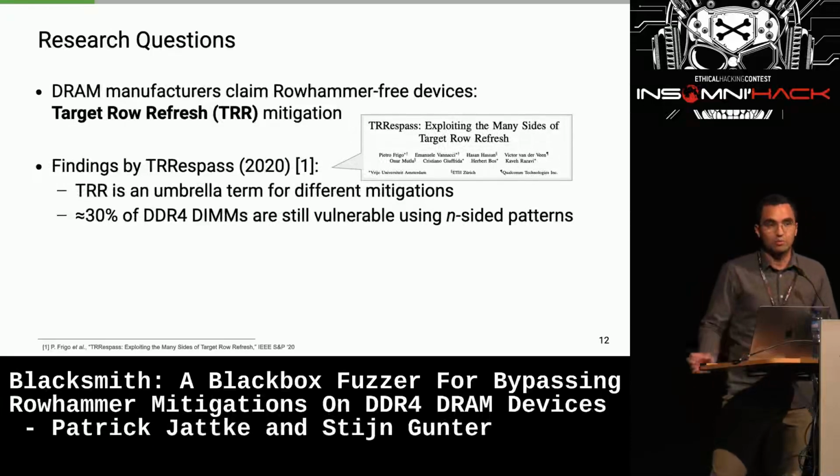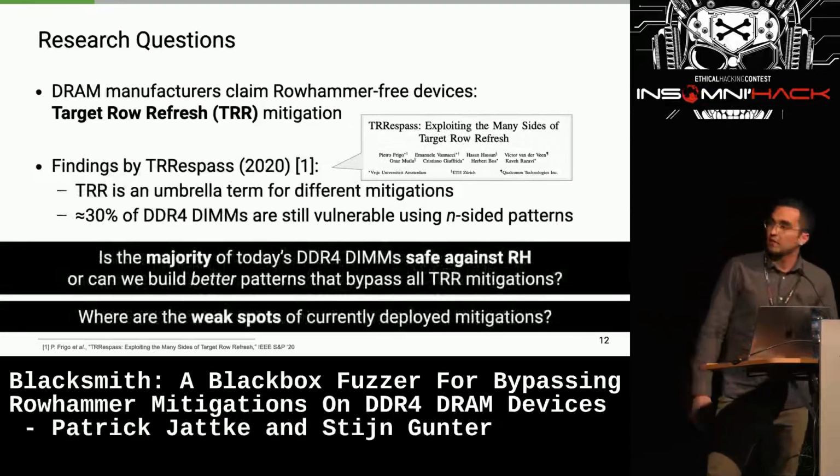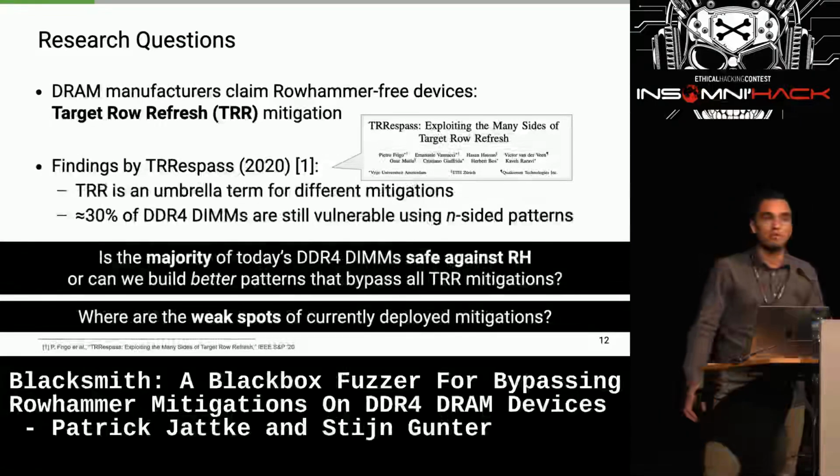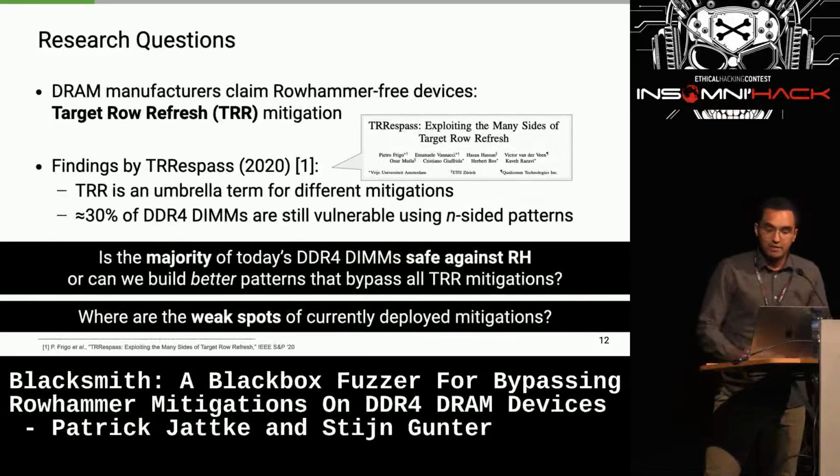And they could show that if you modify the existing patterns a bit, then you can still trigger Rowhammer bit flips on around 30% of the DDR4 devices. For that, they used so-called n-sided patterns, which are a generalization of the double-sided pattern. I will show you an example later. Given this work, we asked ourselves if the majority of today's DDR4 devices are indeed safe against Rowhammer, or if we can build better patterns to bypass these mitigations. And given that, also if these currently deployed mitigations have weak spots that we could exploit.